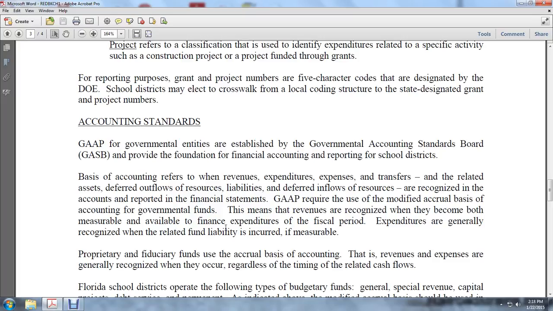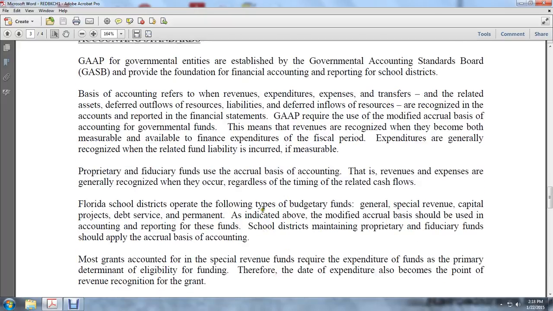Proprietary and fiduciary funds use the accrual basis of accounting. Revenues and expenses are generally recognized when they occur, regardless of the timing of related cash flows. Florida school districts operate the following types of budgetary funds: general, special revenue, capital projects, debt service, and permanent funds. As indicated above, the modified accrual basis is used in accounting and reporting for these funds. School districts maintaining proprietary or fiduciary funds should apply the accrual basis of accounting.